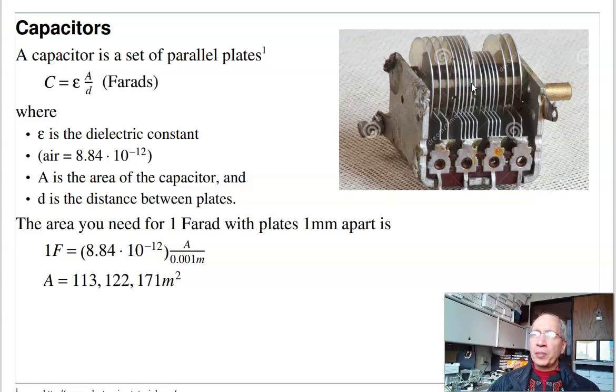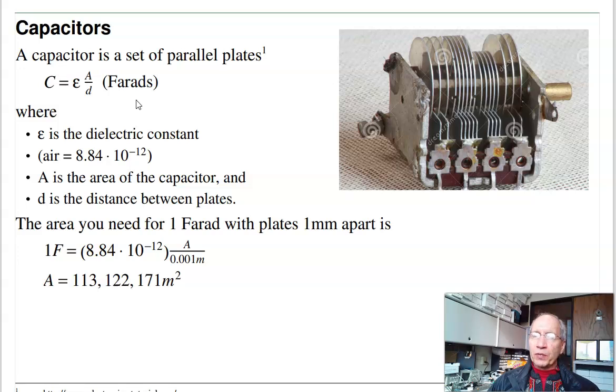You can calculate the capacitance. That's a constant times the area of the capacitor divided by the distance between plates. The bigger the area, the more the capacitance. The smaller the distance between the plates, the bigger the capacitance. The units of capacitance are farads.